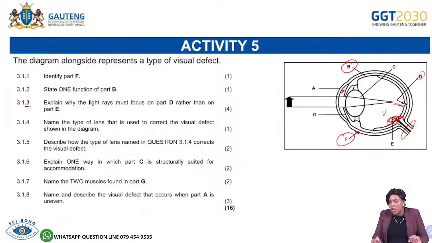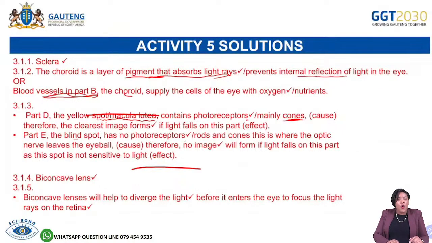So on the blind spot, can we form an image? Do you see the blind spot is already leading to the nerves, the optic nerve that is leaving the eye. Part E is the blind spot and it has no photoreceptors. The yellow spot has photoreceptors, part E does not have rods and cones, and this is where the optic nerve leaves the eyeball. Therefore, no image can form there if light falls on that part.